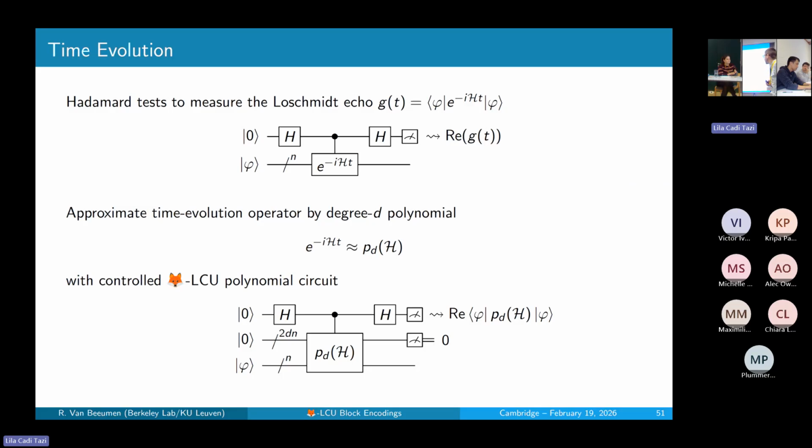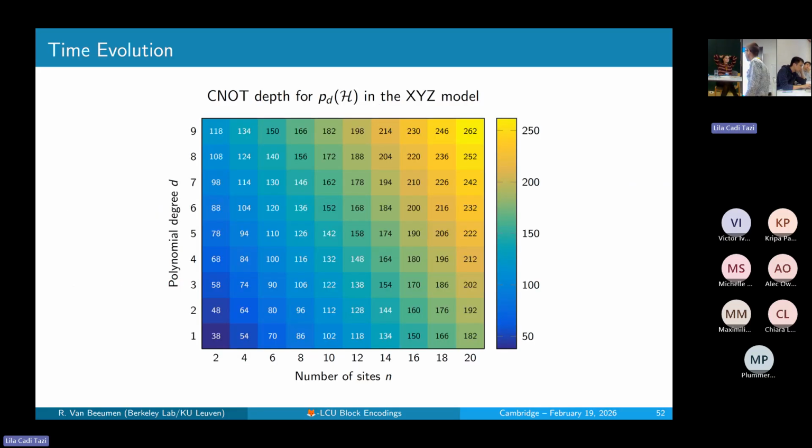And to illustrate that this is within reach, I have a plot here where we have the CNOT depth for a degree D polynomial in H of the 1D Heisenberg XYZ model, where we have the number of sites on the horizontal axis and the vertical axis is the degree of the polynomial. Especially since current hardware is quite noisy, we don't need to go up to extremely high polynomials. So having a rough approximation, let's say below 10 for the degree of the polynomial, will already give some nice results. And what you can see is this is the CNOT depth, even for 20 sites, the degree 9 polynomial is 262, which we believe is within reach of what we will be able to do this year or next year.